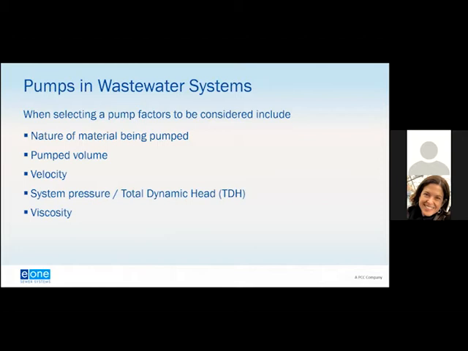Part of that too is your total dynamic head or the system pressure. As you have more flow going through a pipe, you're going to have more friction losses in addition to any static losses that you would have. So it's important to consider the system pressure. And then one of the things that's not often considered in wastewater collection systems is the viscosity of what is being conveyed, because the viscosity for water is typically zero.